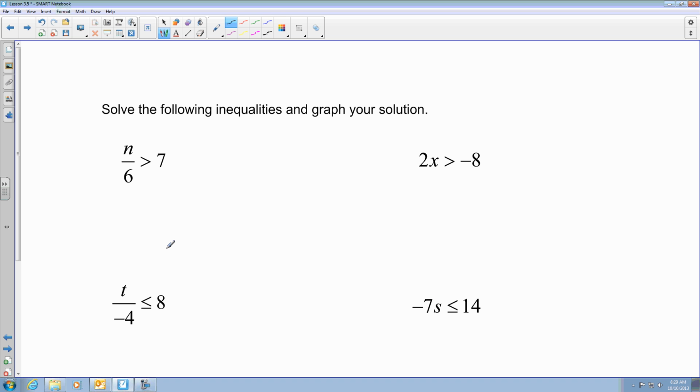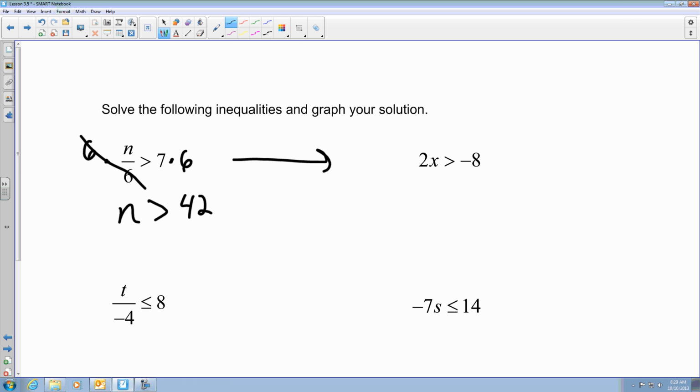So if I were to look at these inequalities, I have to solve them and then graph the solution. The goal is still the same. I want to get my variable on one side of the inequality by itself. So in order to do that, for this first example, I have to multiply both sides by 6. This will cancel out here, which then leaves me with n, and I multiplied it by a positive number, so it's still greater than, and 7 times 6 is 42.